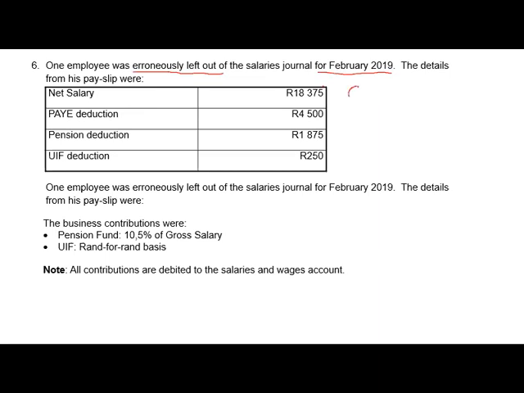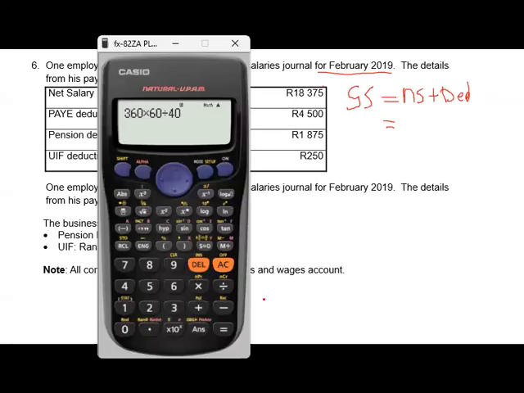For me to get, I would call it GS, my gross salary will just be my net salary, I'll just call it NS, add all the deductions. Add all the deductions, and that will give me my gross salary. Let's see how much I will get here as the gross salary. And if you know, you know why I'm calculating gross salary, right?